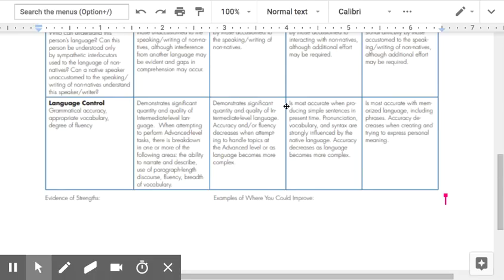Separating that 3 from a 2, is most accurate when producing simple sentences in present time. Pronunciation, vocabulary, and syntax are strongly influenced by the native language. Accuracy decreases as language becomes more complex. Separating the 3 from a 4, demonstrates significant quantity and quality of intermediate level language. When attempting to perform advanced level tasks, there is a breakdown in one or more of the following areas: the ability to narrate and describe, use of paragraph level discourse, fluency, breadth of vocabulary.